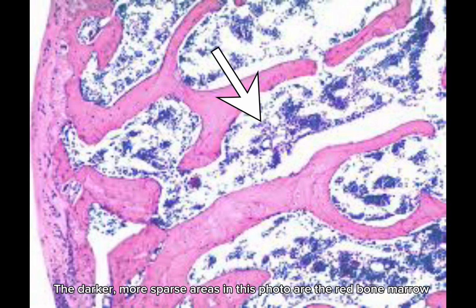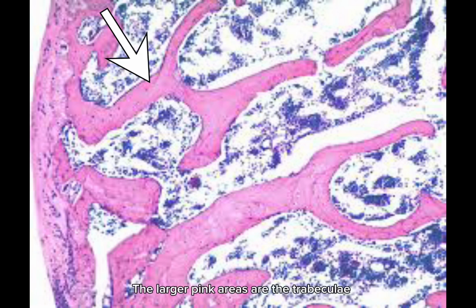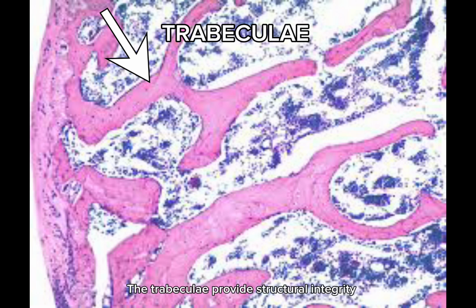The darker, more sparse areas in this photo are the red bone marrow. Red bone marrow produces platelets, white blood cells, and red blood cells, which carry oxygen to the rest of the body. The larger pink areas are the trabeculae. Trabeculae provide structural integrity while also allowing for flexibility.